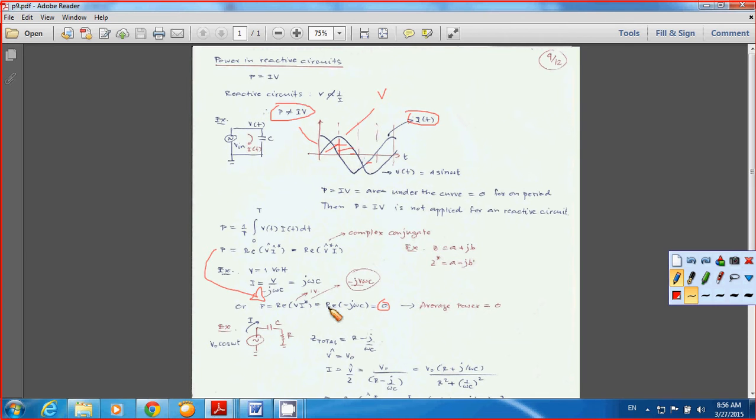Or you can switch around and take V complex conjugate, but V is real, so you don't have the complex conjugate over there, and I still becomes j omega C. You pick up this one, so you don't have any real part of your power. It still gives you 0. Alright, that's just for example.